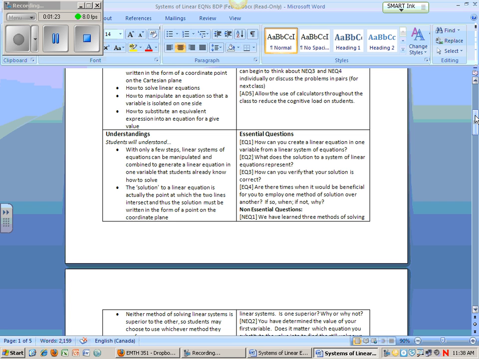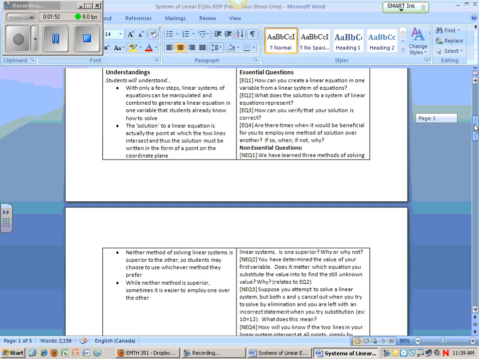Essential question number 2 is, what does the solution to a system of linear equations represent, and how can you verify that your solution is correct? And then, are there times when it would be beneficial for you to employ one method of solution over another? If so, when? And if not, why? I thought that was really important, because once you know both methods, substitution and elimination, there are really only certain times that you need to use one or the other. Mostly it's a matter of preference.